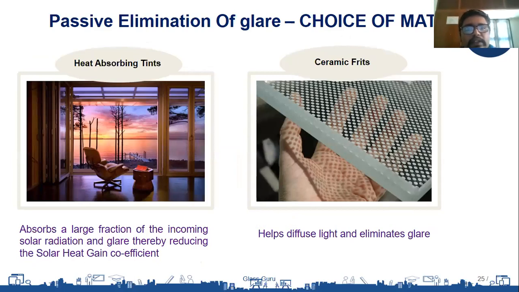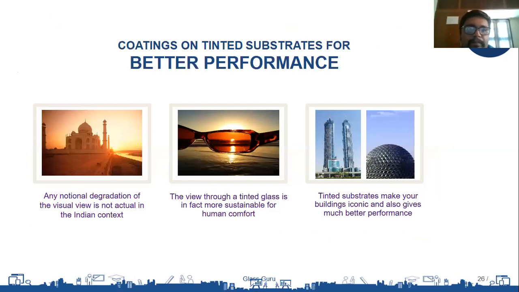Two solutions that are there: first is coating done on heat absorbing tint, coating done on body tinted glass, like green tinted, blue tinted, bronze tinted glass. If you do a coating, they prove to be better in terms of visual comfort. And second is doing a ceramic frit, like a particular pattern you can print on some portion of the glass, and you can get diffuse light inside. So that is another option for reducing visual discomfort.